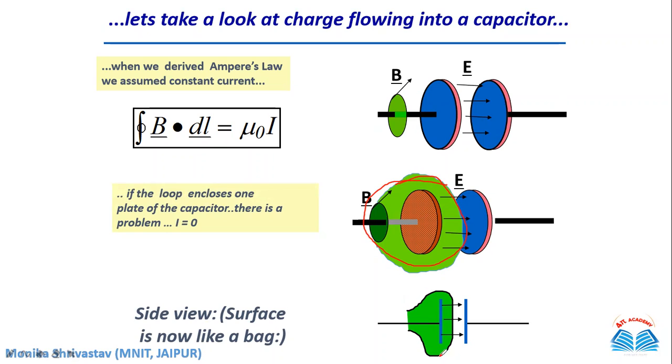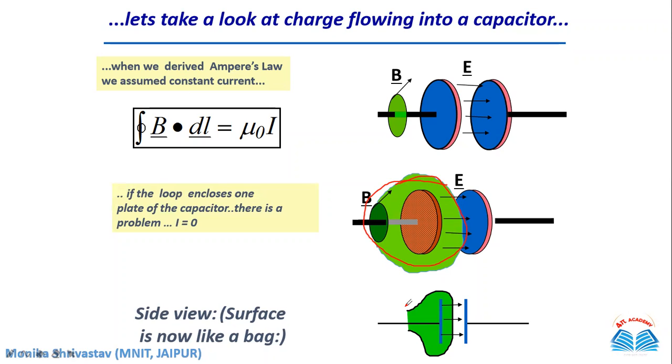It is looking like a bag. You can see here the last one. It is looking like a bag. Now, can we define properly total flux emerging from this area? We can't define. So there is a problem we are facing.